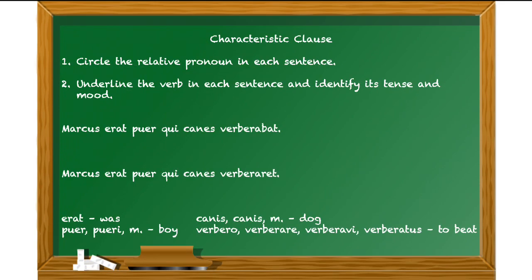And the best way to get into this is with an example. So here we've got two Latin sentences. And you'll want to do this and then pause the video so you can do your work. But you want to circle the relative pronoun and underline the verb in each sentence. Then identify the tense and mood of each verb. Again, pause the video while you do that, and then press continue.